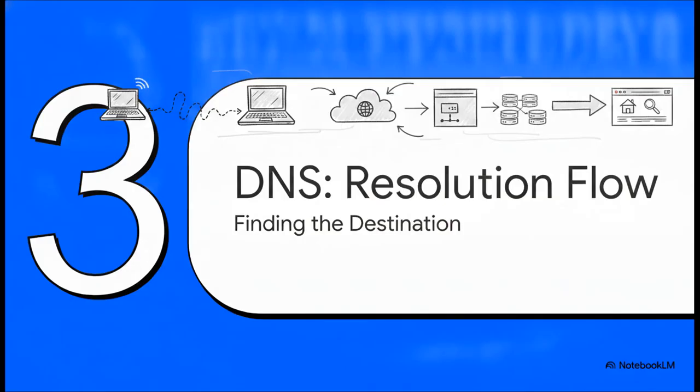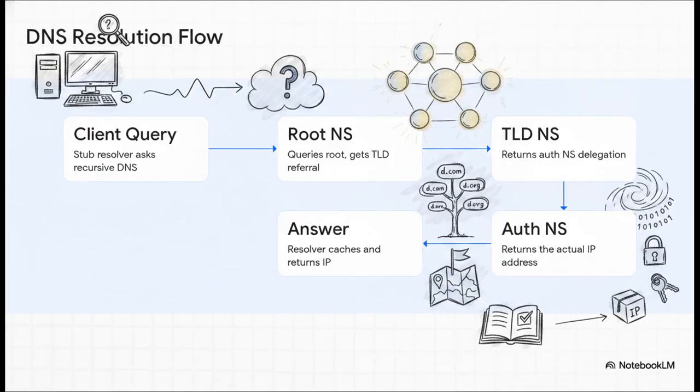Section 3. DNS, the resolution flow. Finding the destination. So now that our device is fully configured with an IP, how exactly does a single search cascade from your laptop all the way to the internet's root servers and back? Well, it starts when you type a URL. Your local machine, the stub resolver, checks its own cache. If it doesn't know the answer, it asks your ISP's recursive resolver to go find it.